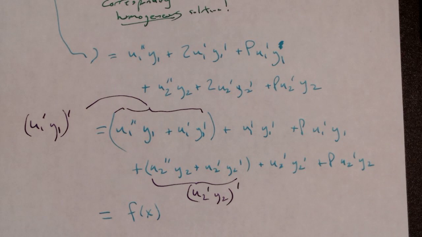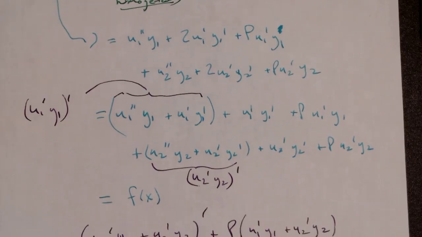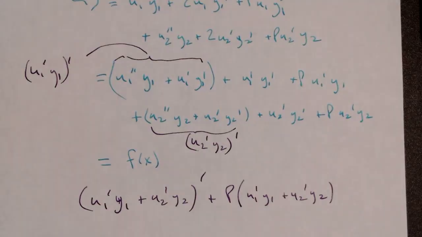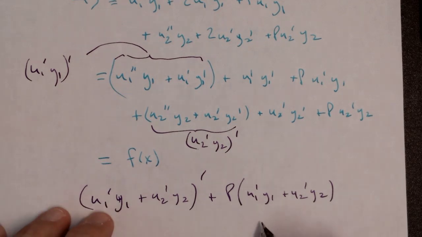Okay, hang on a second. u1 prime y1 plus u2 prime y2, all prime. That's those two things added together. Plus p times u1 prime y1, u2 prime y2. Holy crap, that's the same thing. Plus u1 prime y1 prime, u2 prime y2 prime.